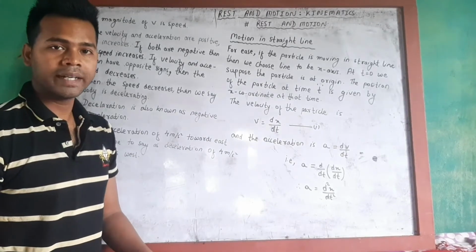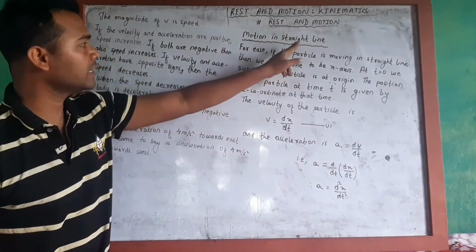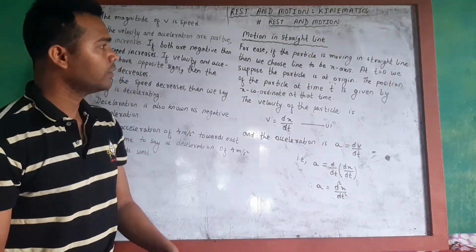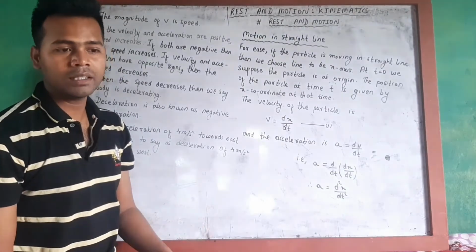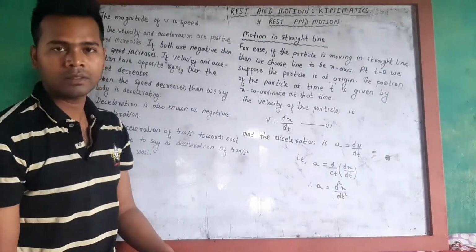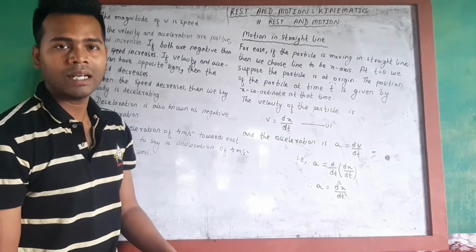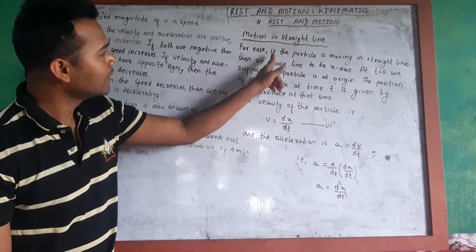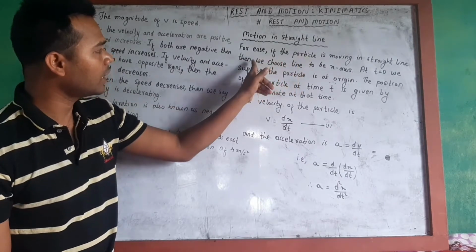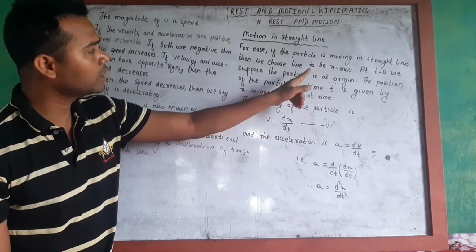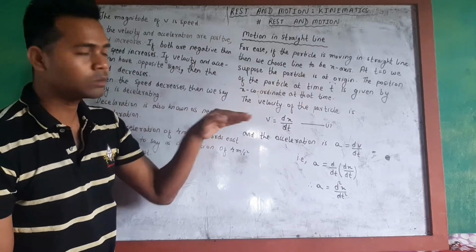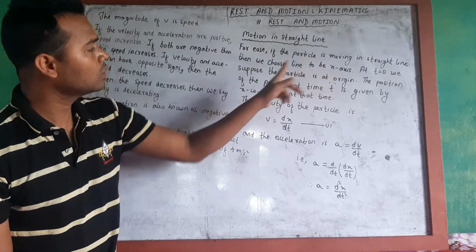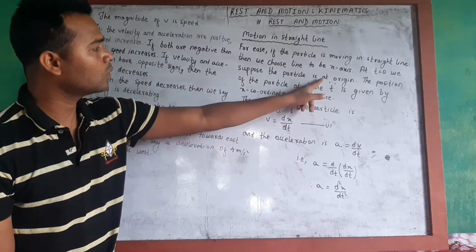Okay, our next topic is motion in a straight line. That means motion of a body in a straight line. If a body moves in a straight line, then we suppose the body to be moving along the x-axis. That's why, if the particle is moving in a straight line, we choose the line to be the x-axis. That means the body is moving in the x-axis, we suppose. At t equals 0, we suppose the particle is at the origin.